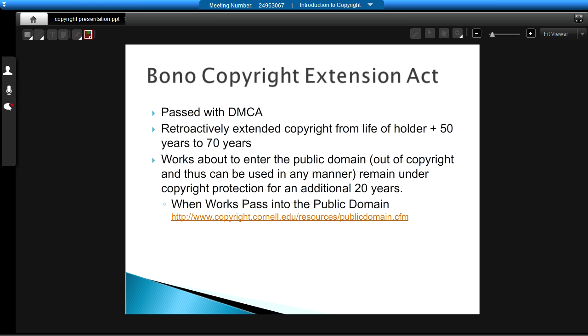Another change happened, and this change passed with the DMCA, but it actually was a separate act, and it was called the Bono Copyright Extension Act. And I just want to ask y'all, just to make sure you're awake, to have somebody type in, do they remember who Bono is? Anybody want to chime in and say they know who this person is?